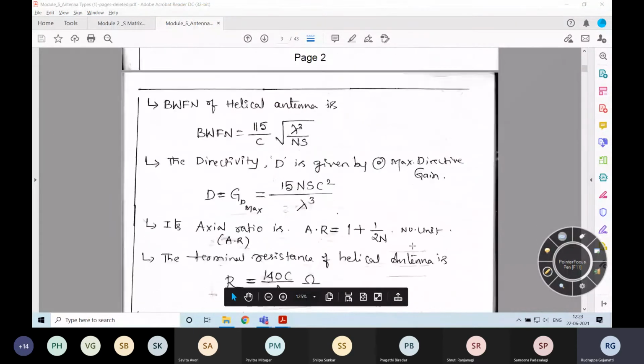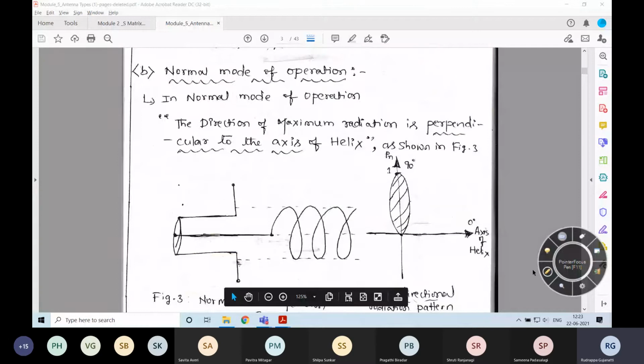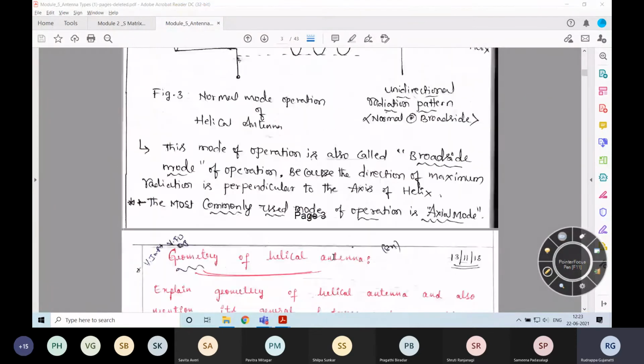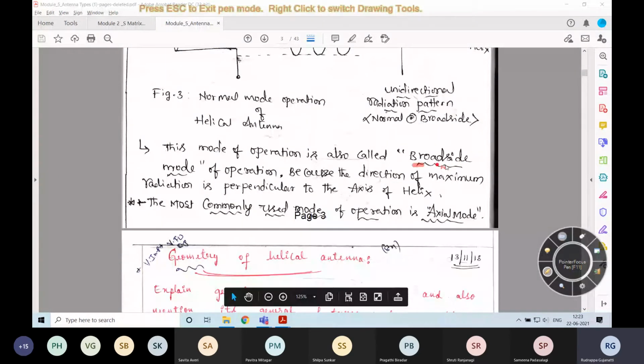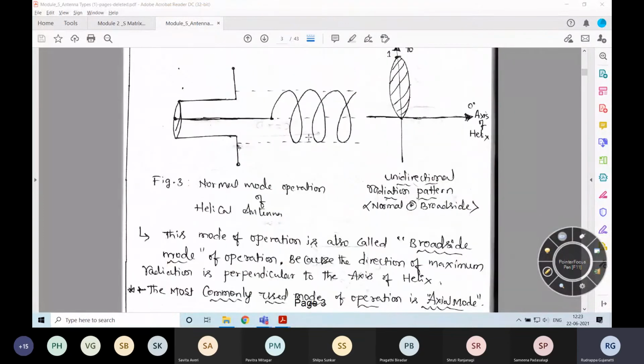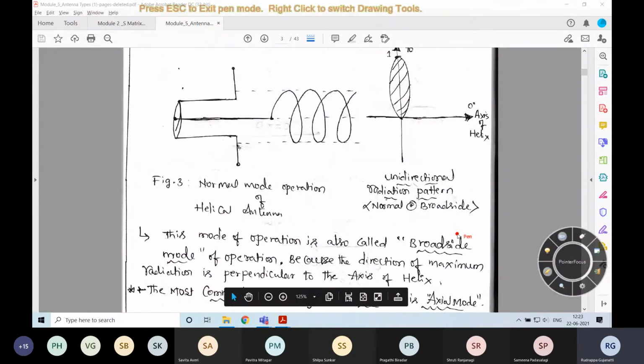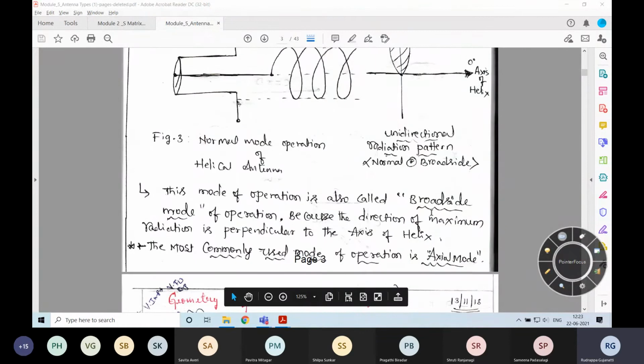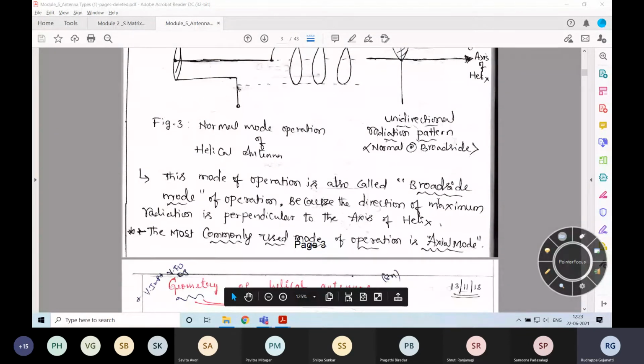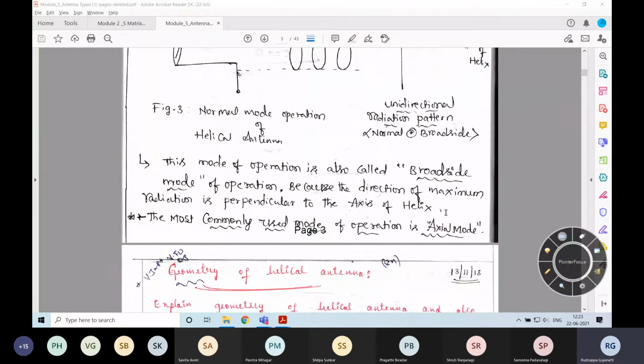Whereas in the normal mode, what happens? You have radiation which is in a direction normal to the axis of the helical antenna. Because of this, we classify it as a broadside mode of operation. So the array, if we just observe, is representing a broadside array. Therefore, we can specify it as a broadside mode of operation.